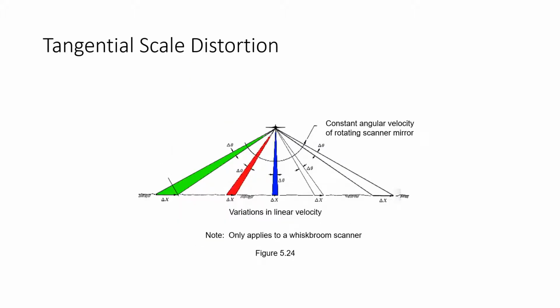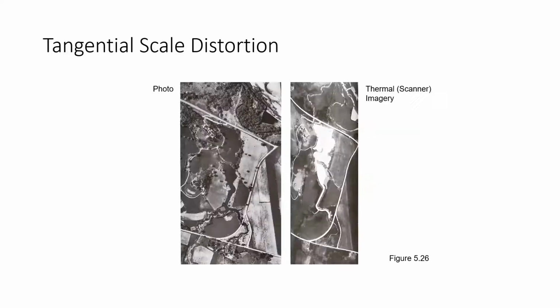Tangential scale distortion is also a big one. As a rotating scanner, or a whisk broom scanner, if you will, goes from side to side, the area on the ground that is represented by an individual pixel at the airplane level is larger along the sides than it is directly straight down. This distortion is called tangential scale distortion. And you can see some examples of it here.